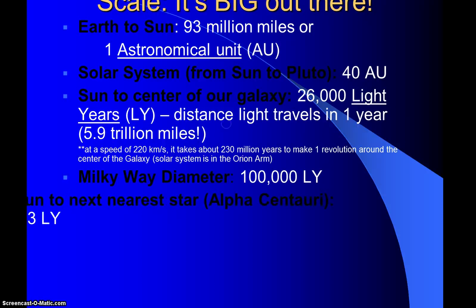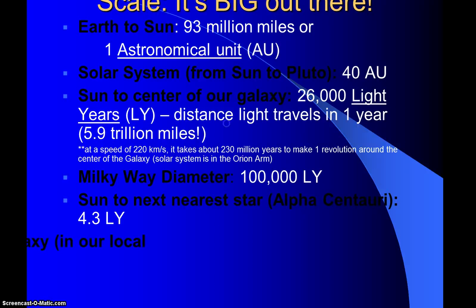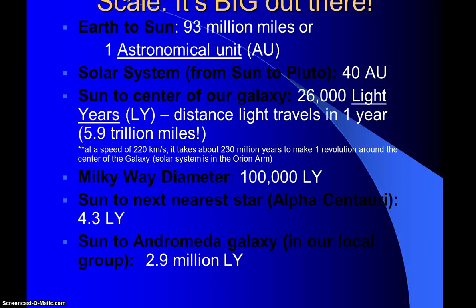That's pretty crazy. The sun to the nearest star, Alpha Centauri, which I think is a triple star system, is 4.3 light years away. That's our next nearest star. That's our neighbor, and it takes 4.3 years for that light to come across space. That's how far away it is. So even though light years are a distance unit, you can definitely infer time with it, which is kind of fun and unique.